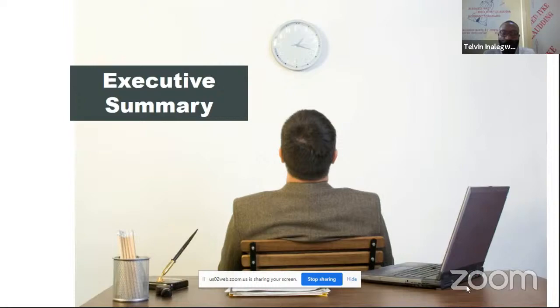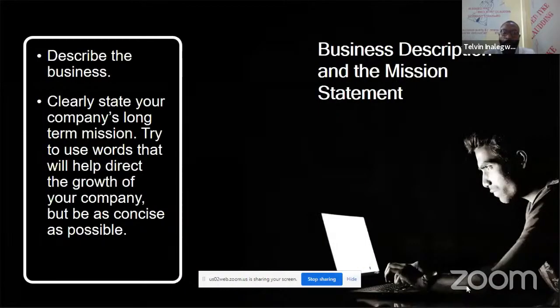After your executive summary, we talked about the business description and the mission statement. For anyone who has done their feasibility study, we said it has the business description. Now, in your business description and mission statement, you describe the business. When you are describing the business, this may carry more details, where you talk about what the business is about, what kind of services you are rendering, what kind of product you are going to sell, and what problems your business is trying to solve.